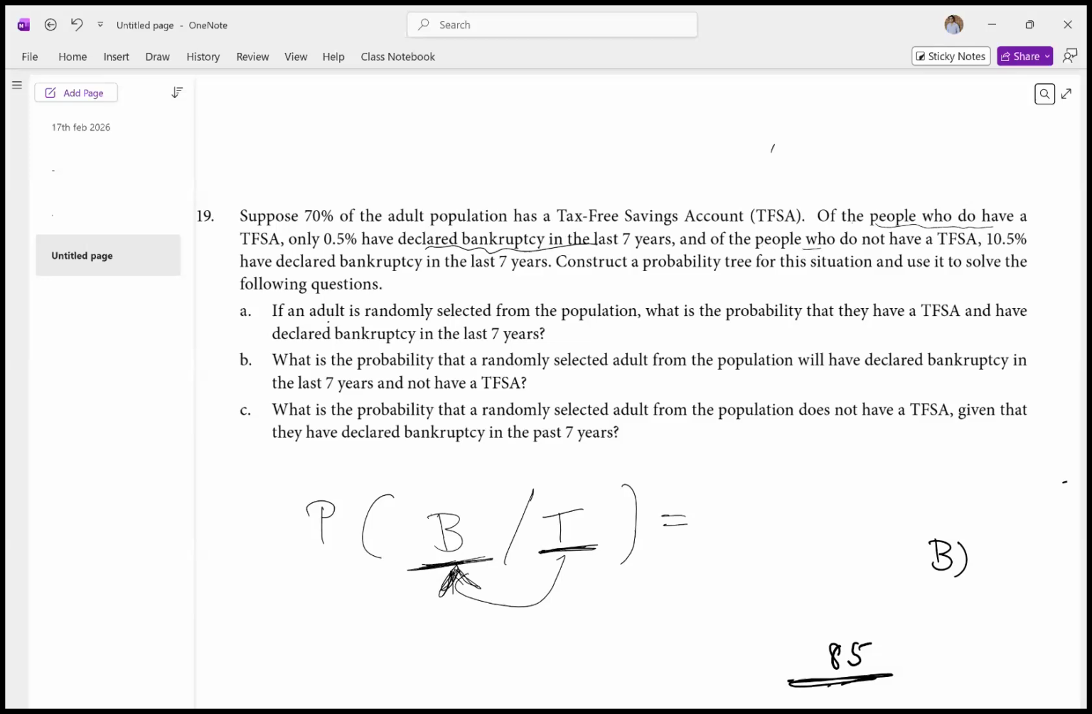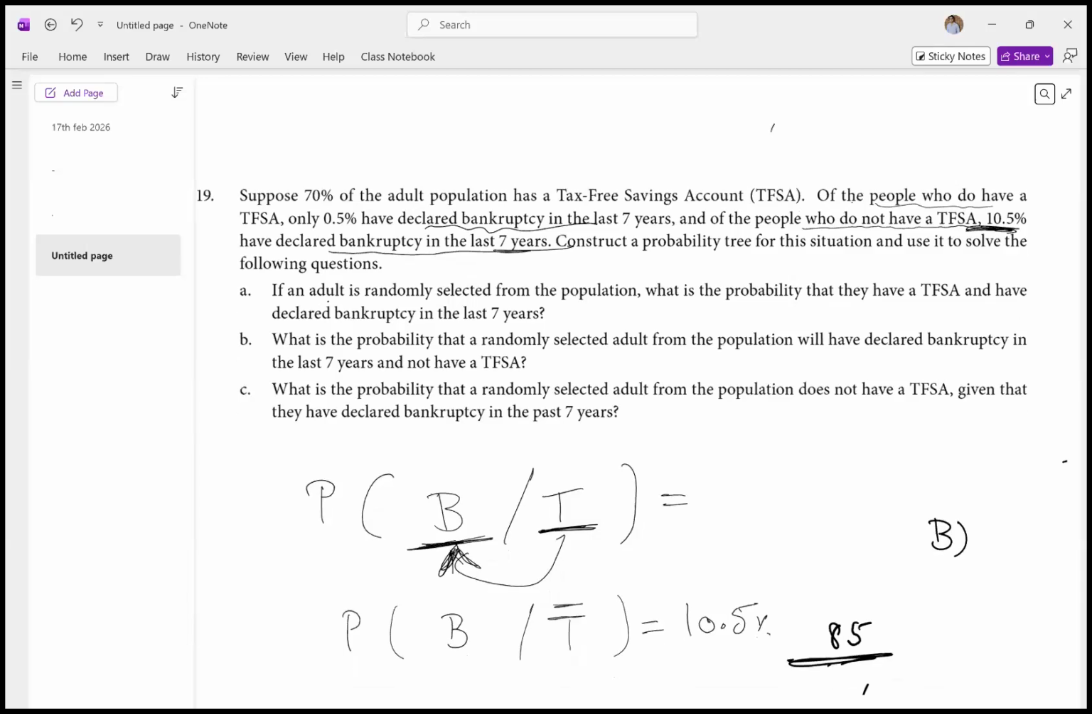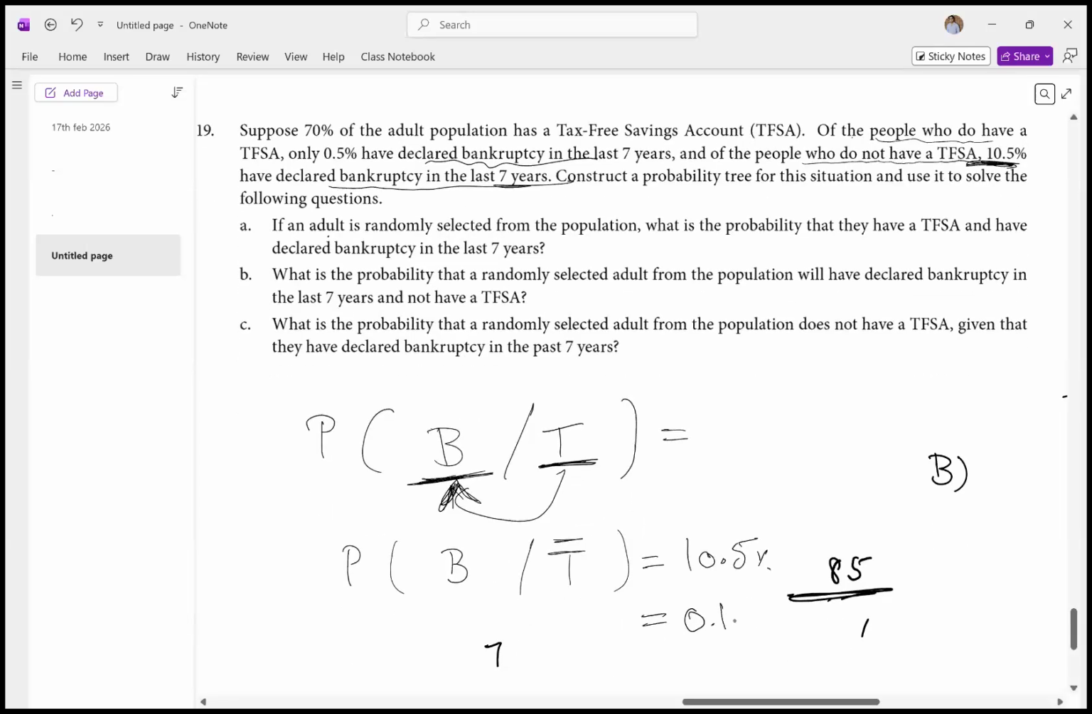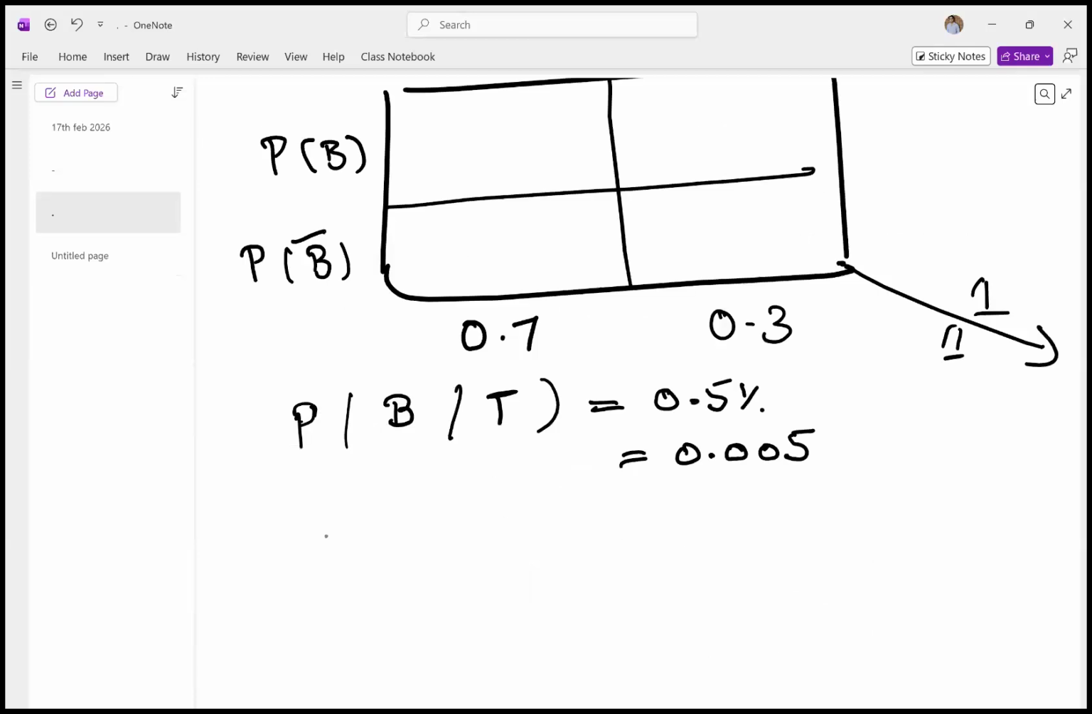And then out of the people who do not have TFSA, TFSA not, 10.5% have declared bankruptcy. 10.5% is going to come across as 0.105. I can write it as P of B given T bar is equal to 0.105. This information is given to me.